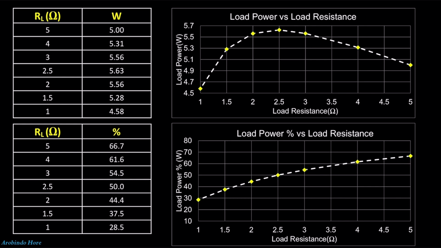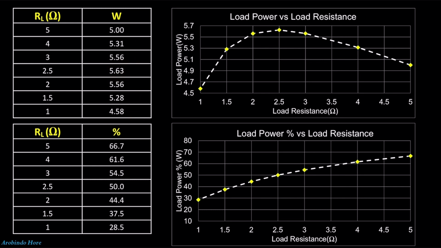But we don't care about what percentage of power is coming from the source, right? We need to care about how much power we receive, not the percentage, the magnitude. Here you can see when the load resistance is 2.5, the percentage sharing is 50%, right? But the maximum power we received is 5.625 or 5.63 watt. So from the simulation point of view, we prove the maximum power transfer theorem.